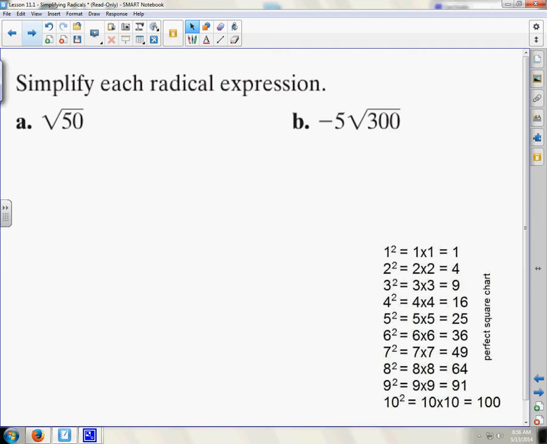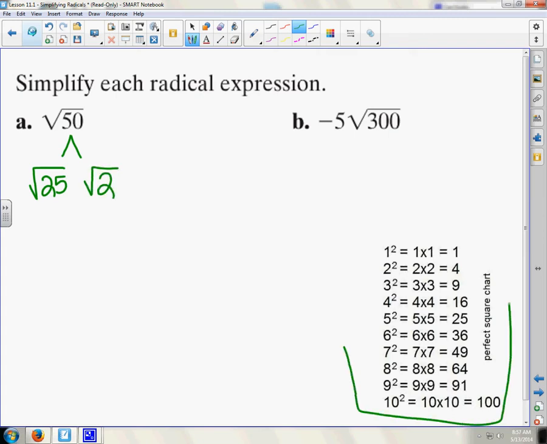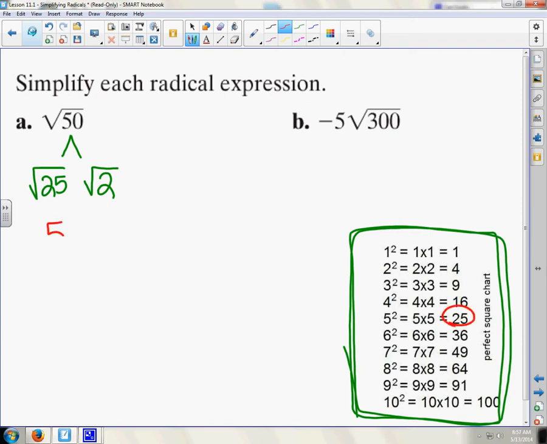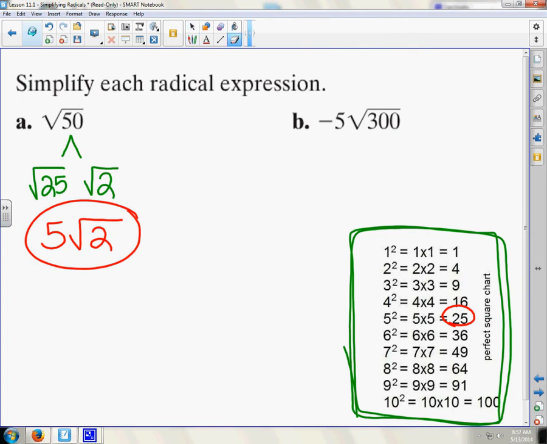Okay, so simplify each radical expression. So the square root of 50, if I put that in my calculator, I can simplify that and get an irrational number. However, I don't want that. I want something more exact. So the square root of 50, I can break it down into the square root of 25 and the square root of 2. I'm really trying to get everything to match my perfect squares chart. So the square root of 25 is on my perfect squares chart, and that's 5, and the square root of 2 is not. So it would just be 5 square root of 2. That's your answer.